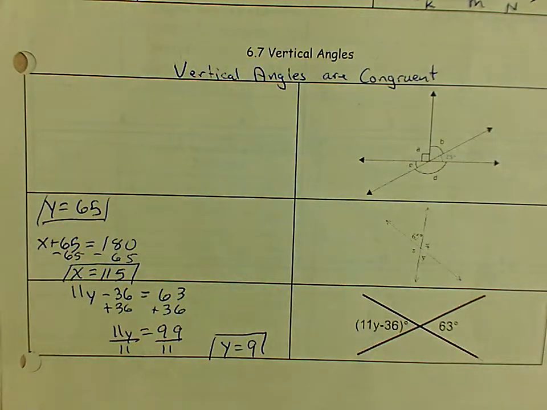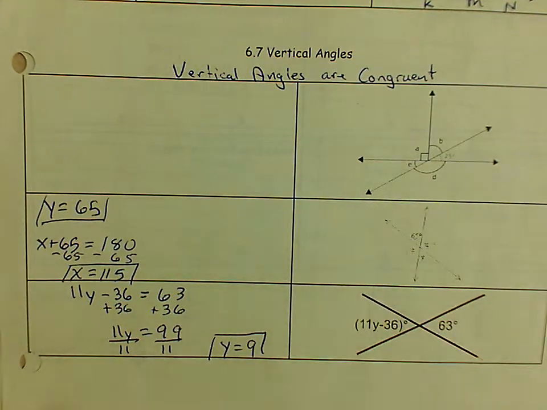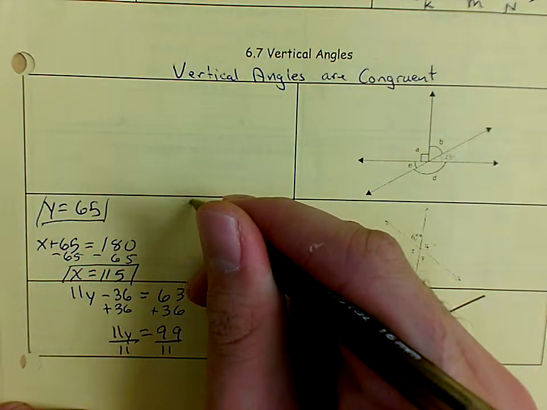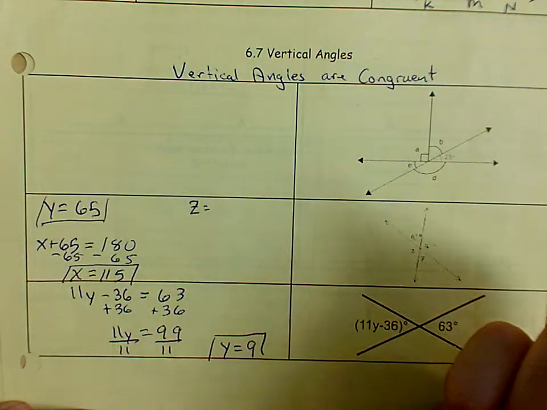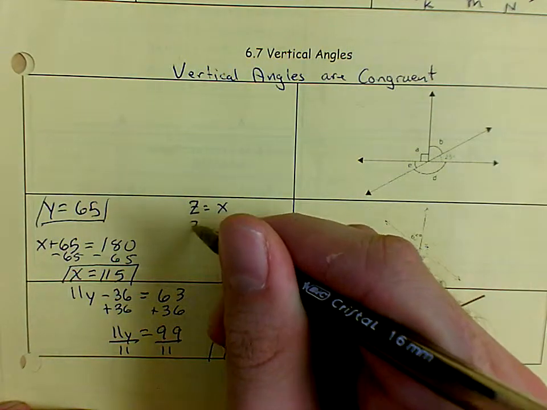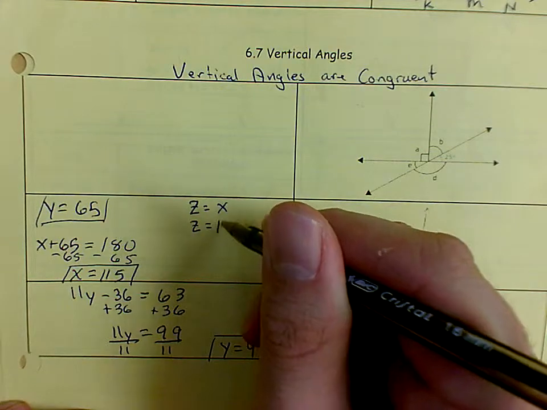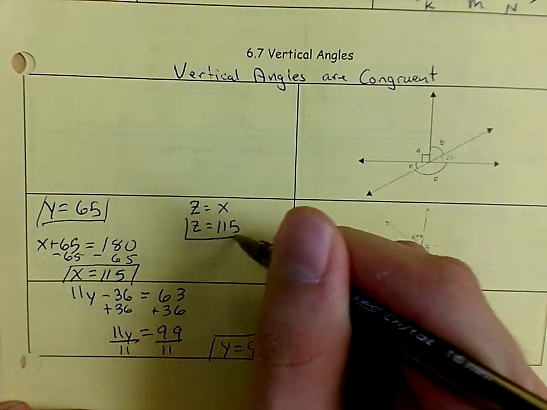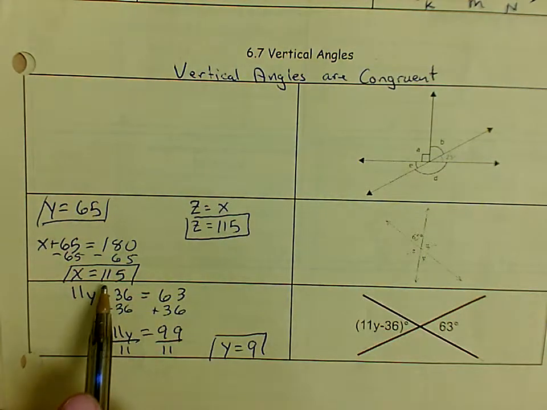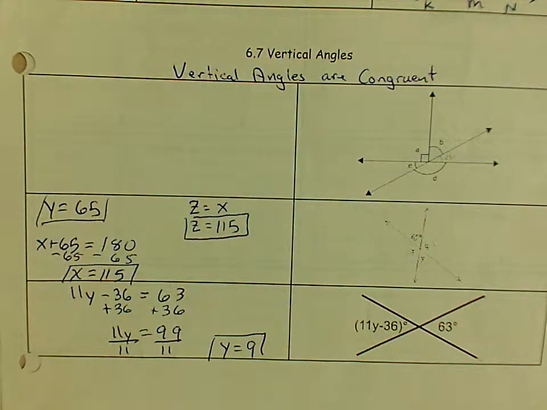And then we have to find out what z equals. What is my relationship between x and z? They are vertical angles. So we know vertical angles are equal. So I know that z has to equal x, and that z is equal to 115, since x is 115.